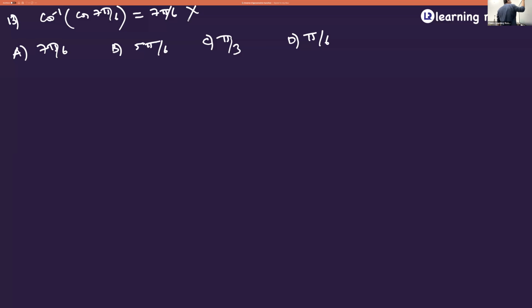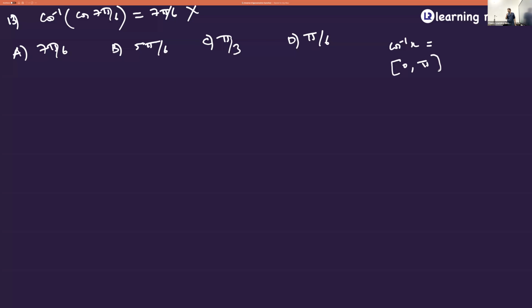Because cos inverse of x, what is the principal range of it? 0 to pi, right? But if you look at 7 pi by 6, it is greater than pi. The numerator is greater than the denominator. Then how can you write 7 pi by 6? That's why they gave it as the first option to confuse you. Okay, then what is the answer? Whenever it is outside the principal range, you need to do the necessary manipulation. You need to write the numerator in terms of denominator.